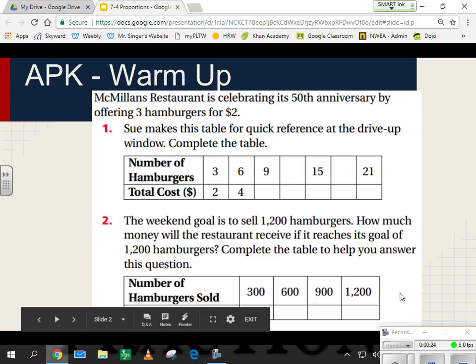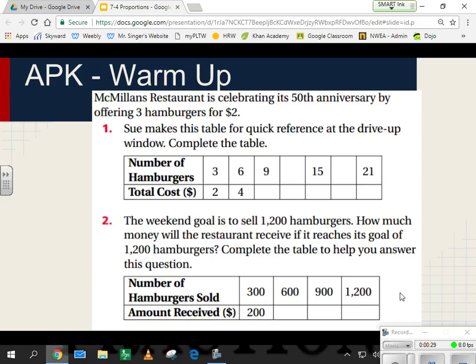So here is your warm-up. I have two tables that need to be completed. It says McMillan's restaurant is celebrating its 50th anniversary by offering 3 hamburgers for $2. So fill in the first question, which says Sue makes this table to have a reference. And then the weekend goal is to sell 1,200 burgers.